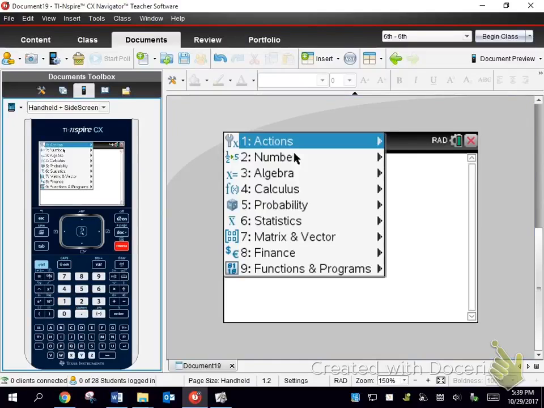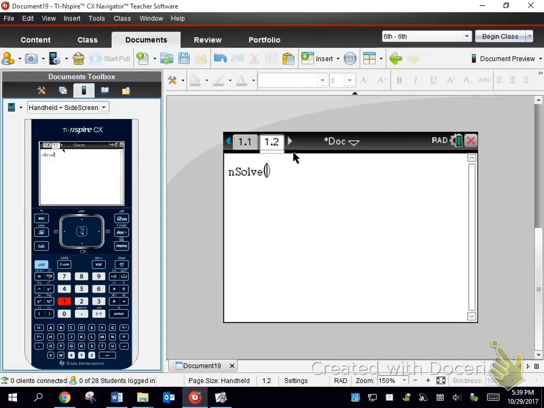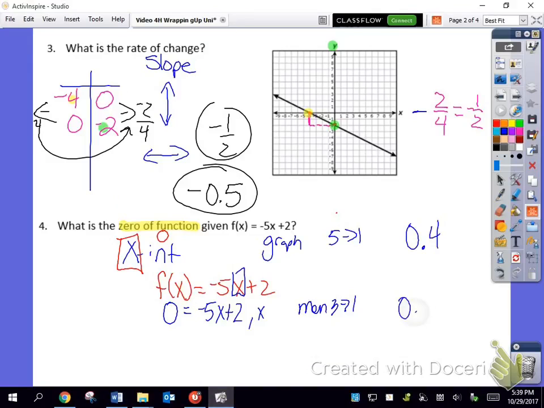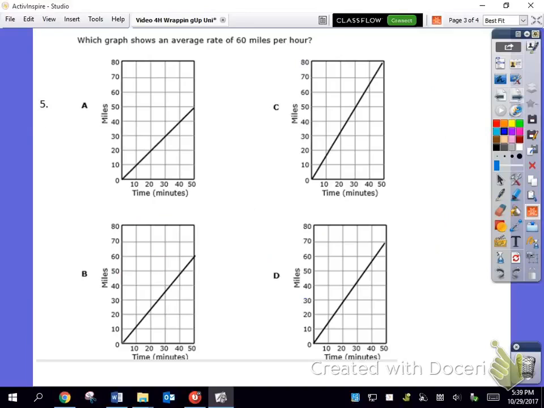So I'm going to say menu 3-1. I have to put that 0 equals, and then you have -5x plus 2. And then you have to say x, what you're solving for. Enter, and 0.4. You got the same answer. So it doesn't matter to me which way you do it. Either way is fine.